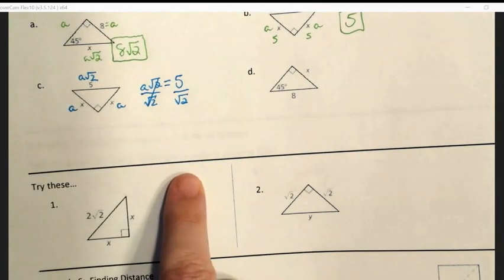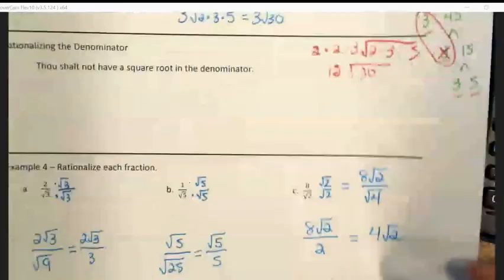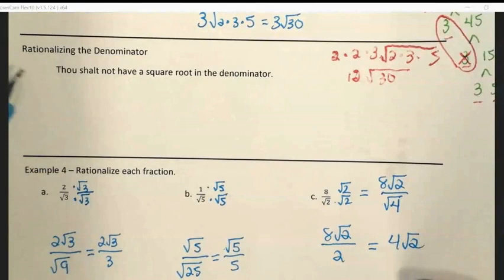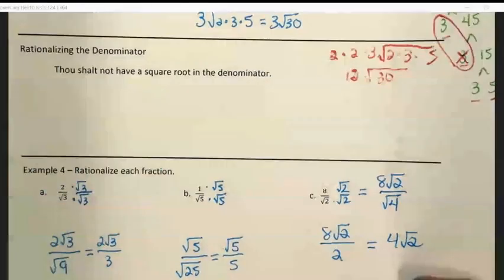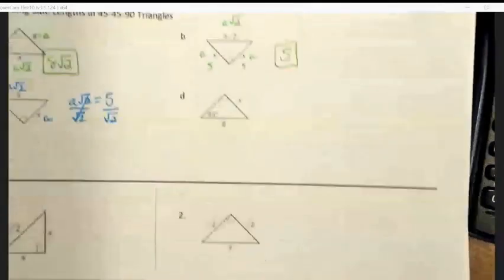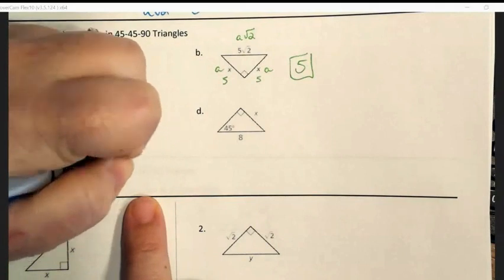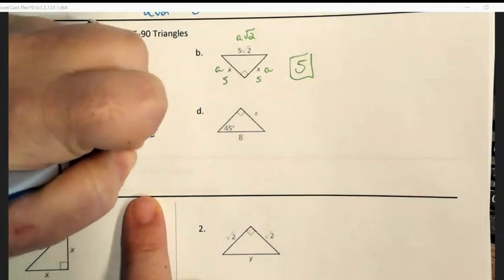We can't have a square root on the bottom of a fraction. Remember back when we were talking about square roots, you can't have a square root in the denominator, so we had to do this whole rationalizing. You're going to have to do that again here. So we are going to multiply the top and the bottom of the fraction by the square root of 2.